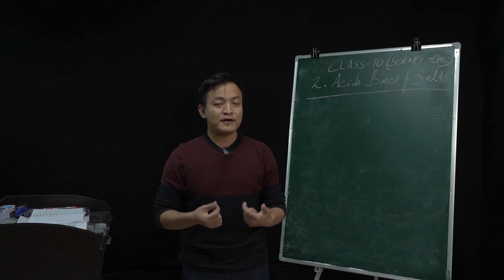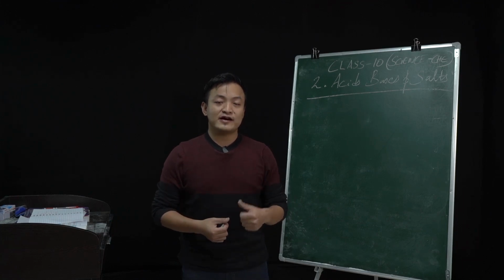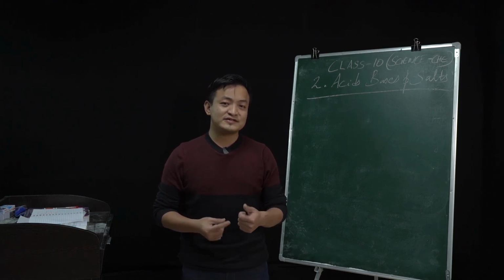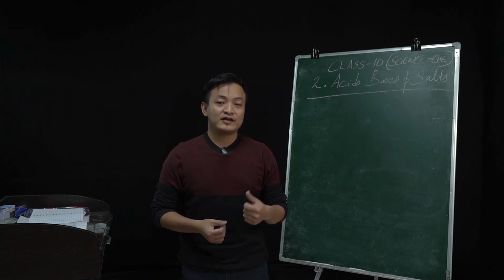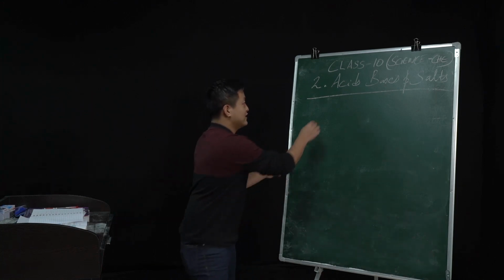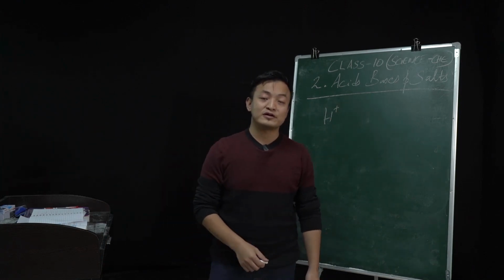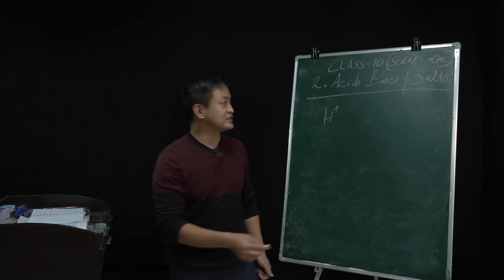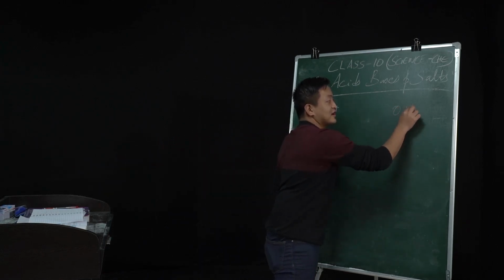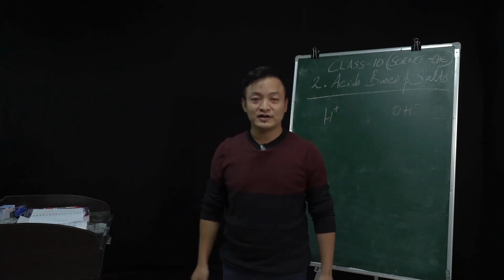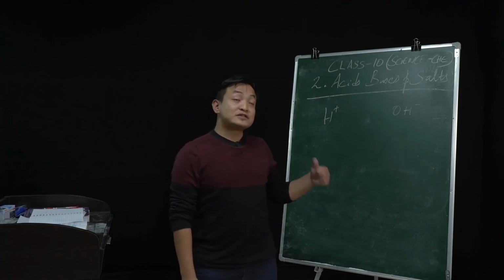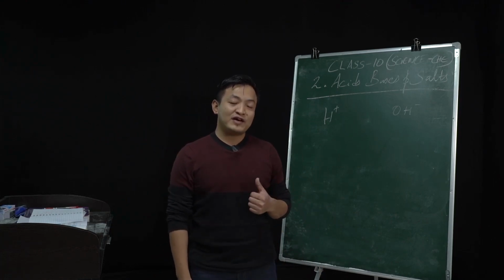Acids are sour in taste, and bases are bitter in taste and soapy to touch. Acids are those which give hydrogen ions on dissolving in water, and bases are those which give hydroxide ions on dissolving in water. So today we'll start with different types of acids.